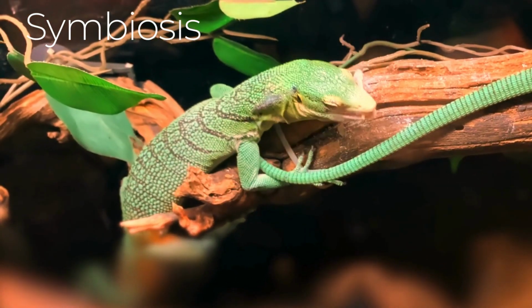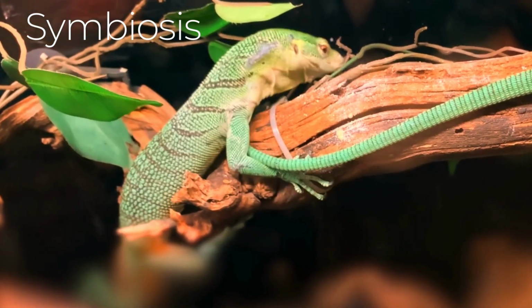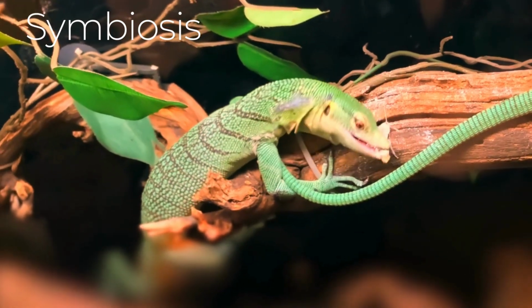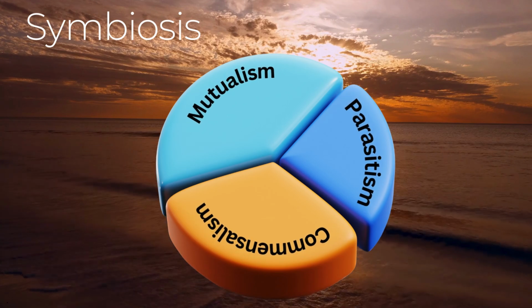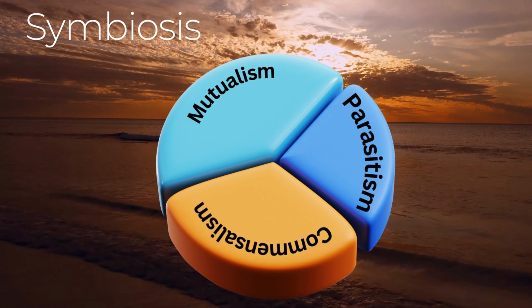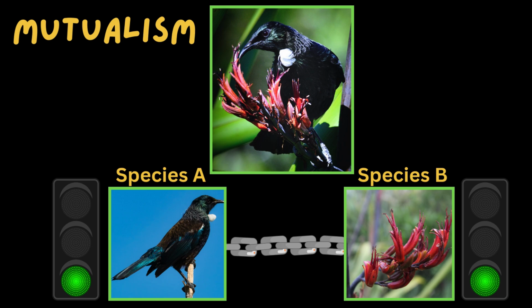Symbiosis typically encompasses three main types of relationships based on how each organism is affected. These three types of symbiotic relationships are mutualism, commensalism, and parasitism. 1. Mutualism. Mutualism is a fascinating type of symbiotic relationship in which both species involved are benefited. These relationships are crucial for many ecosystems because they enhance the survival, reproduction, or success of both participants.